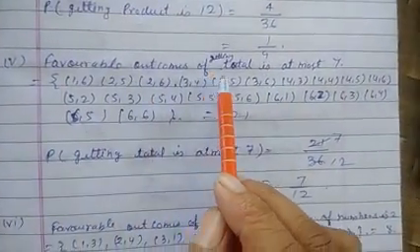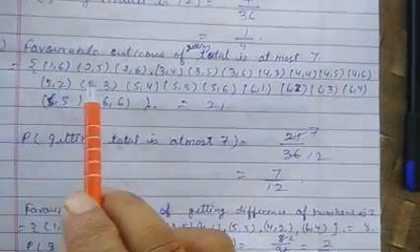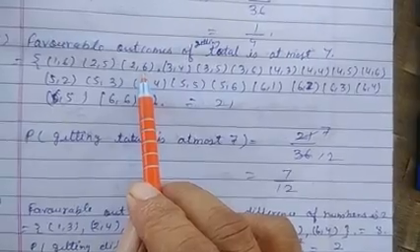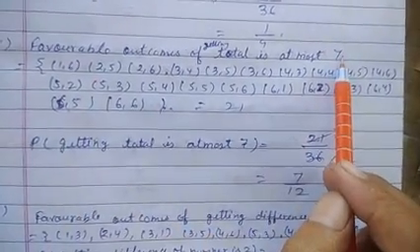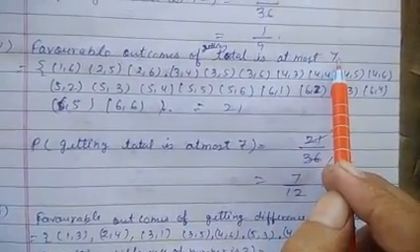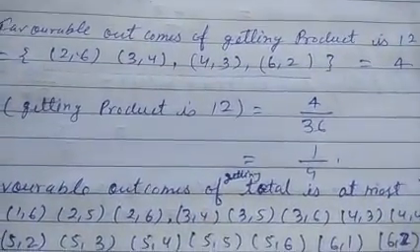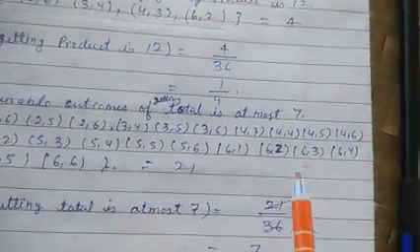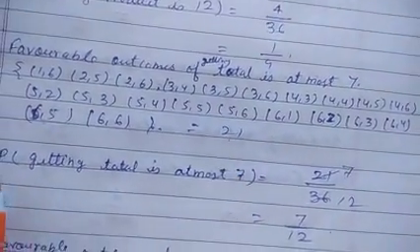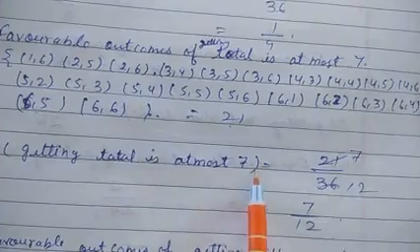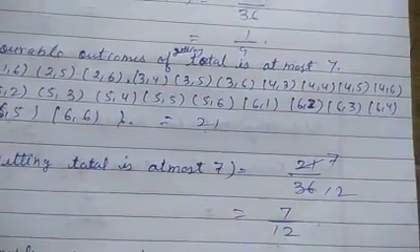The favorable outcomes of getting a total of at most 7. 1 6, 2 5, and so on. At most 7 means less than 7 is also accepted. So see here, the total number of cases is 21. The probability that the total is at most 7 is 21 upon 36, which is 7 upon 12.